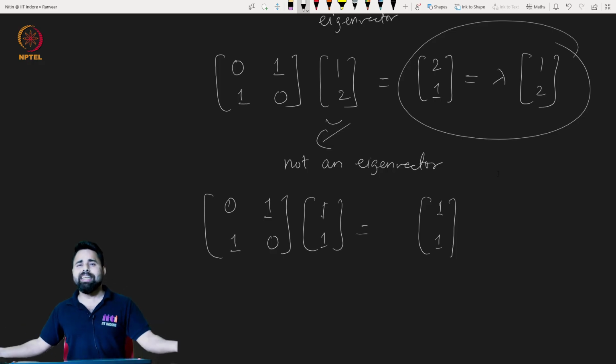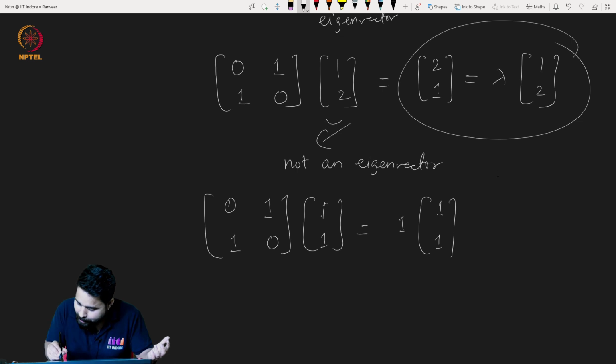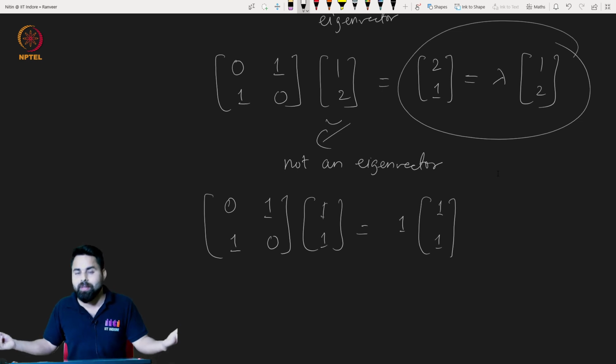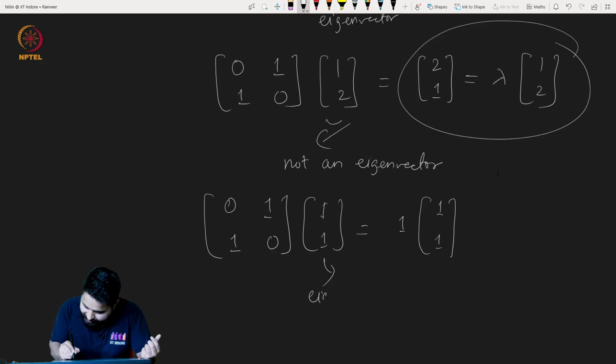But 1, 1 is a scaling factor. I mean, this is just a scaling of 1, 1, right? So you just multiply with 1. The output will be what? This 1, 1, right? So this is an eigenvector. This is an eigenvector. Okay, and the corresponding eigenvalue is 1.